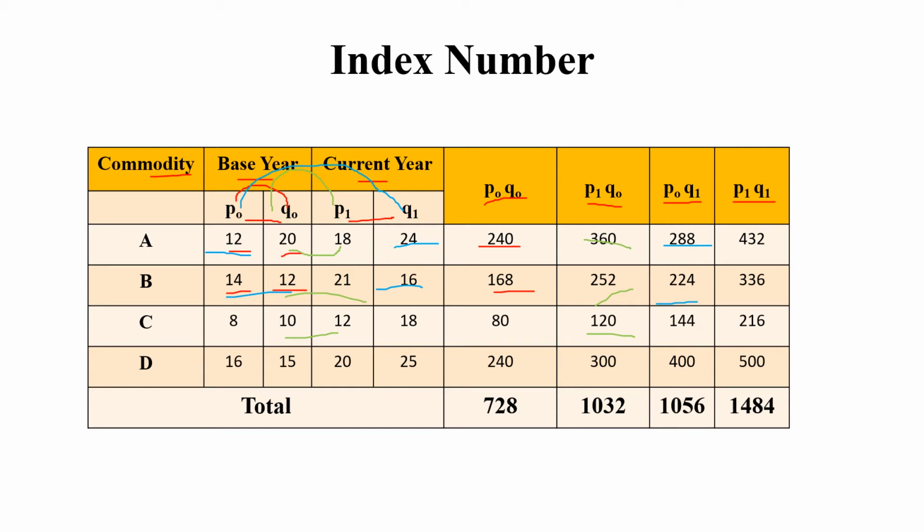Same way we'll be substituting the values for P1, Q1. So I am multiplying both of these columns. 18 into 24 will be 432. 21 into 16 will be 336. 12 into 18 will be 216, and 25 into 25 will be 500. So the summation of all this comes to 1484. So the summation we are getting over here is 1484.